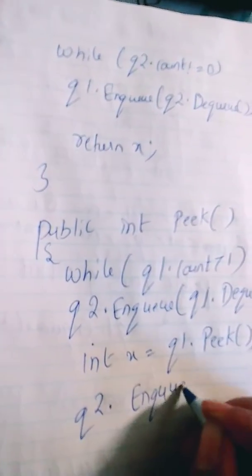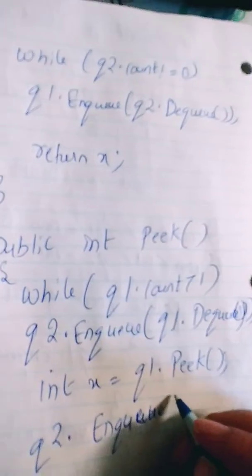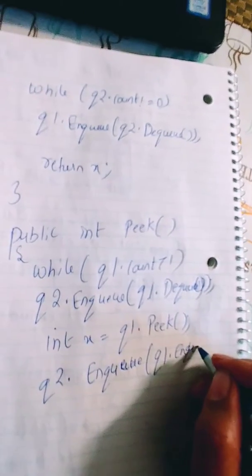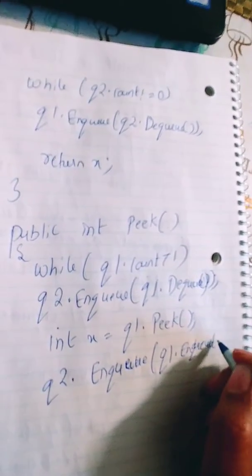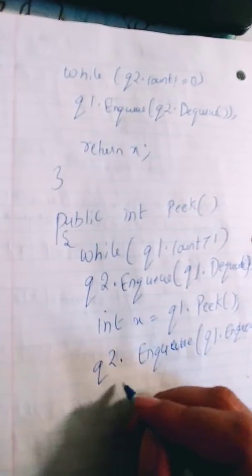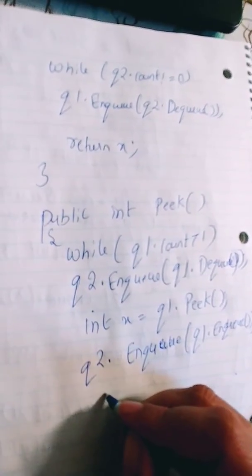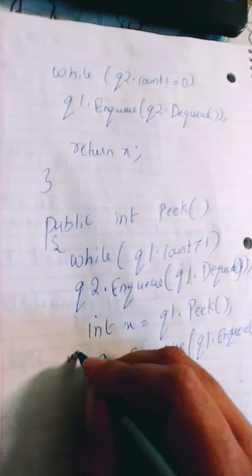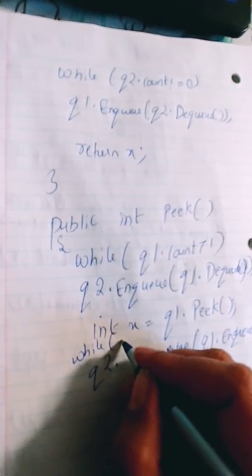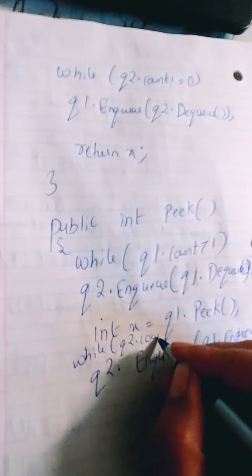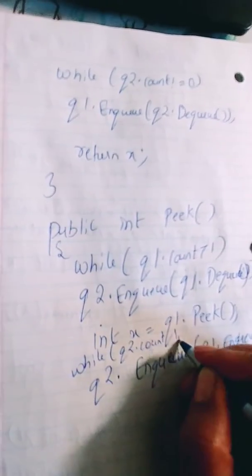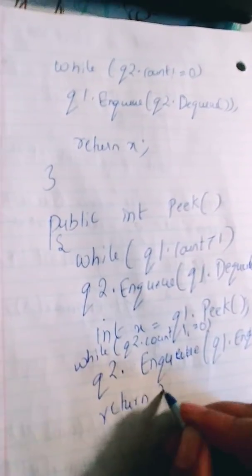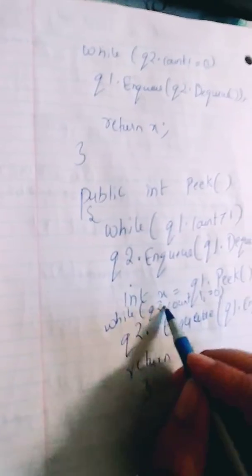I will explain why we have to maintain the order. We do this until Q2 dot count is not equal to 0. We enqueue everything back and return x. So why are we doing the second operation?